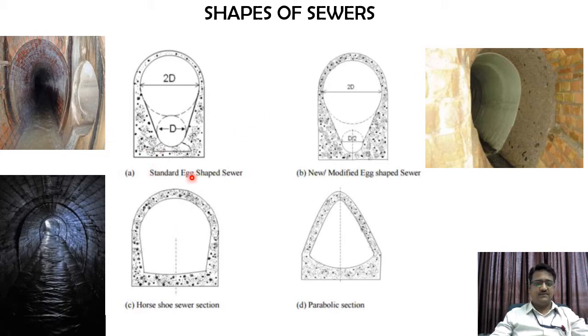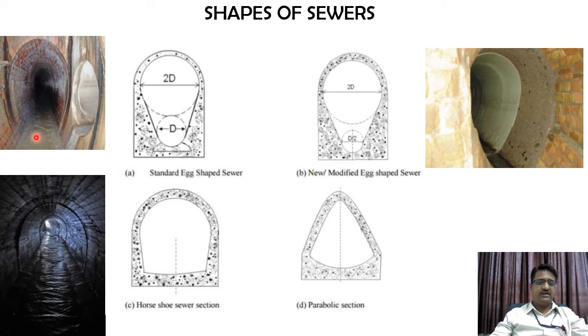The first one is the standard egg shaped sewer. Here the bottom diameter will be d, and the top diameter will be 2d, and this d can vary. This is the actual photograph of that particular sewer. Here you can see these are made of bricks. The material used over here is bricks, and the shape of that sewer is the standard egg shaped sewer.